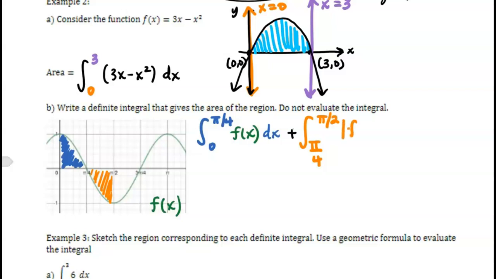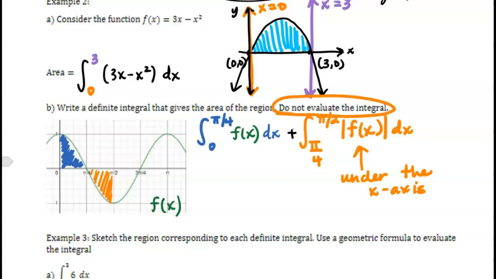And so if we're looking for area, we would want to take the absolute value of the function f of x, and then I'll put a dx at the end of that. So we're adding the absolute value in there because that piece of the graph between pi over 4 and pi over 2 is under the x-axis. And again, later next week, we will see lots of examples of us actually evaluating these definite integrals, but for now, we are not evaluating them, we're just writing them.